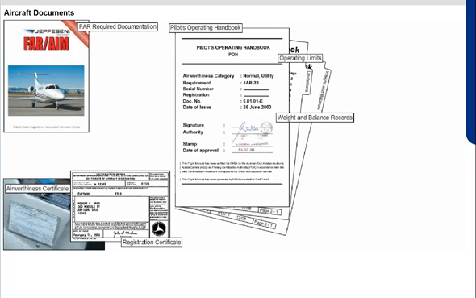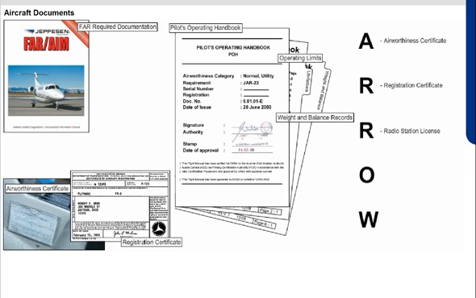To remember what documentation is required on board, use the memory aid ARROW, which stands for Airworthiness Certificate, Registration Certificate, Radio Certificate, but is only required for international flights, operating limits, and weight and balance records.